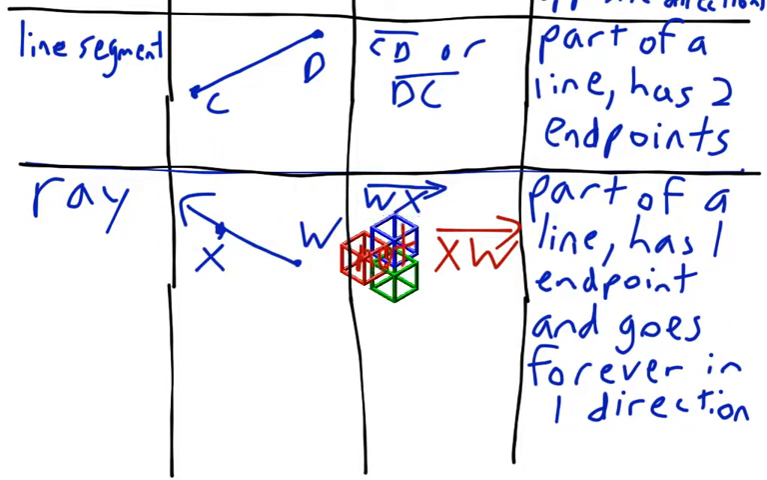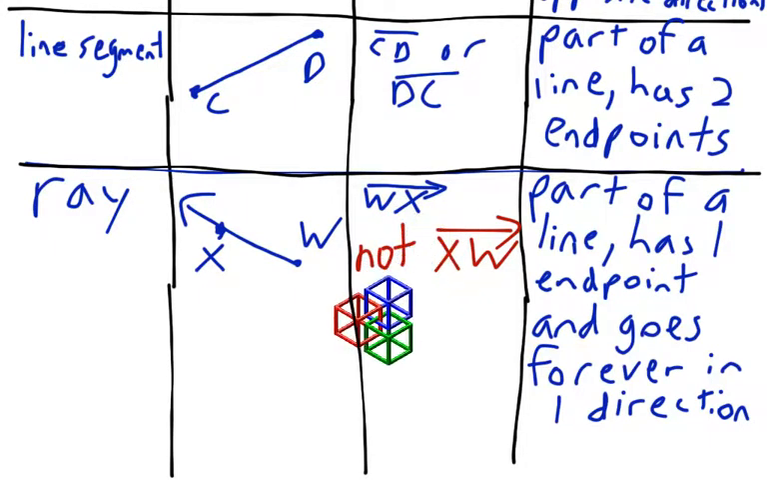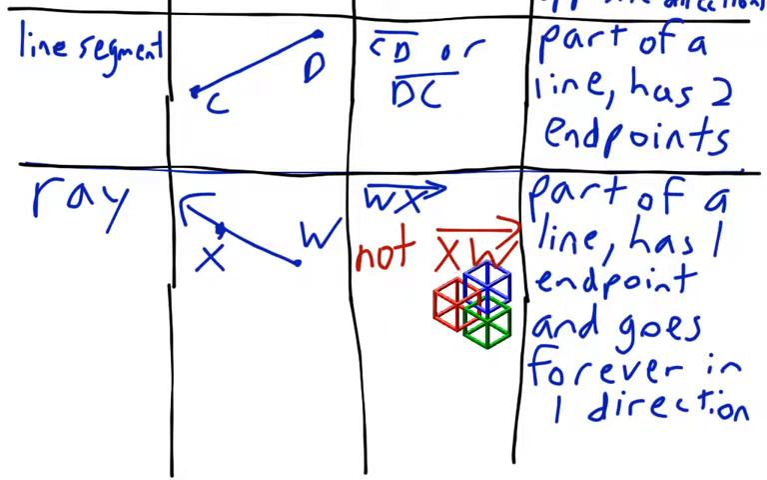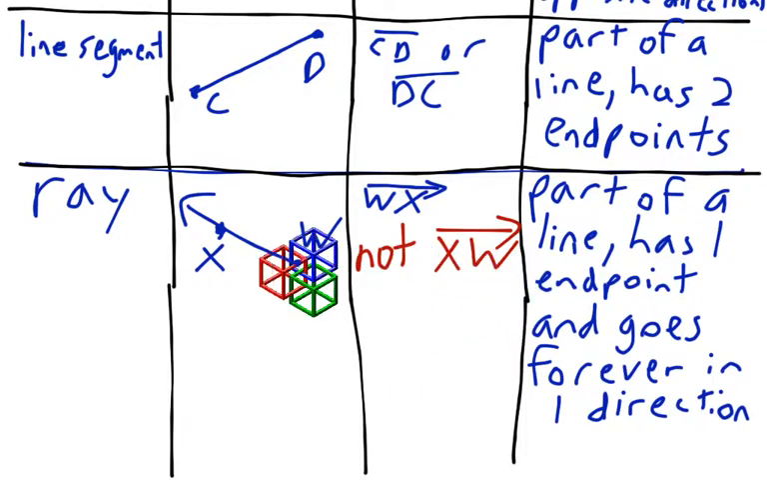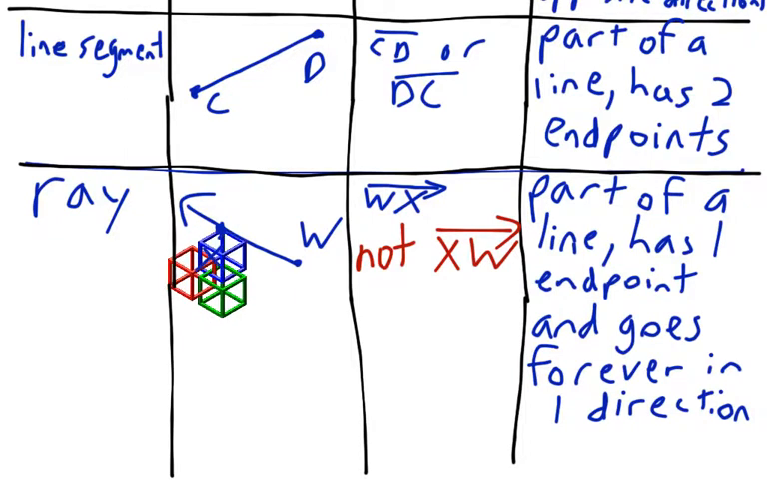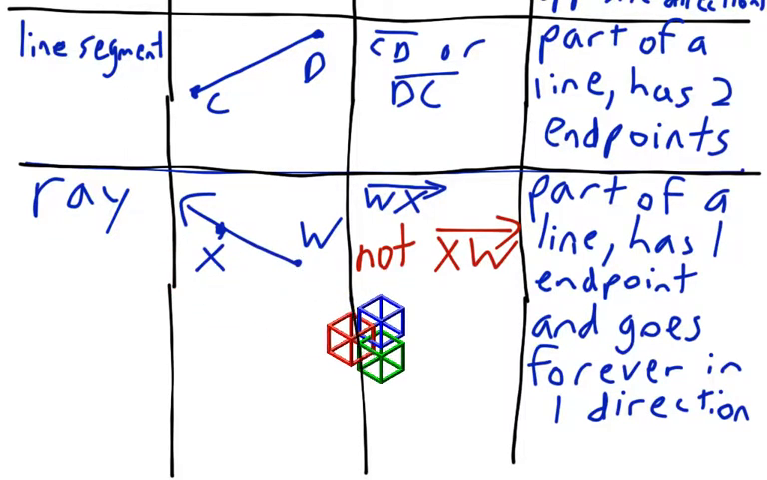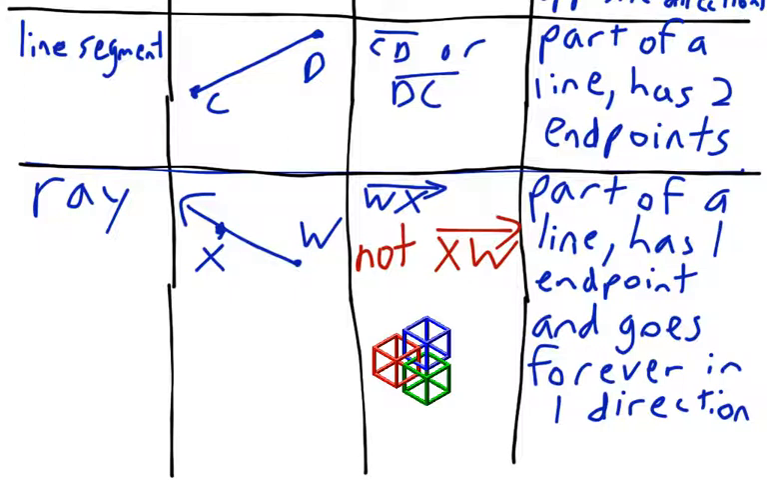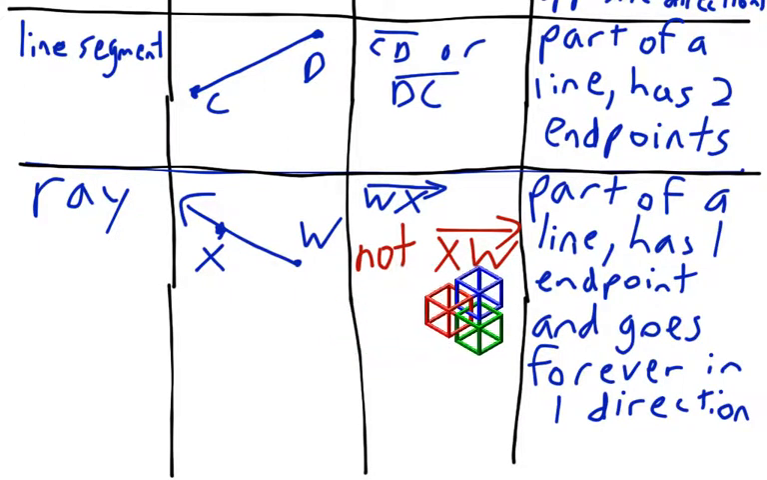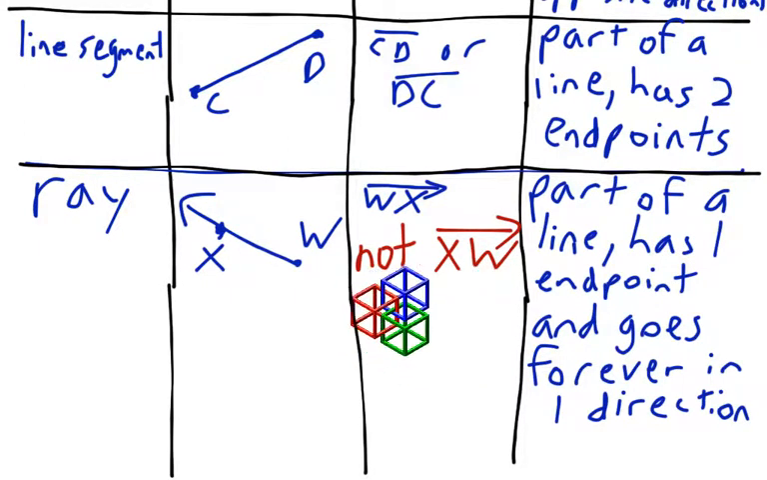So to write that, I would put WX with an arrow over the X, showing that it's going forever in the X direction. It's not going to be XW, because that would show that it's going forever in the W direction. And that would only be true if the ray was drawn from this point with an arrow going through the W like that. So it's not that way. That's why I put that in red, because that's a common mistake. You can't just flip those around and it's okay.